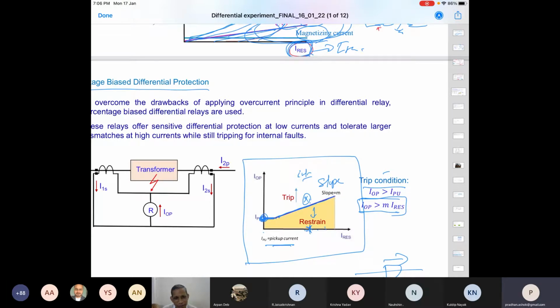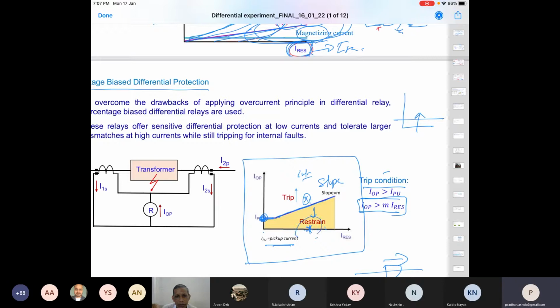What is that percentage bias? This is about the biasing. Earlier you were simply telling a threshold: cross it, trip it, in a differential relay. But here we say that does not hold good because of CT saturation, CT mismatch, and tap changing transformer issues. So we require a characteristic like this, whose performance will be better. Performance means discrimination of internal versus external fault. So in this case, we make a slope.